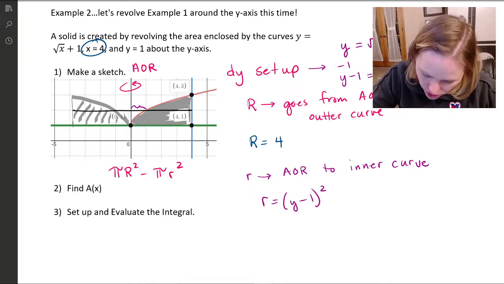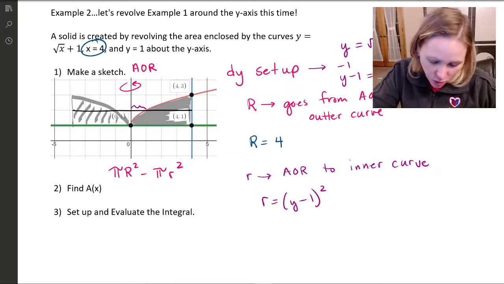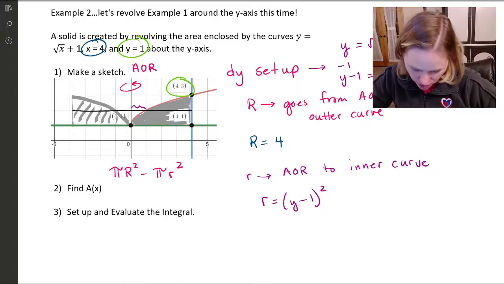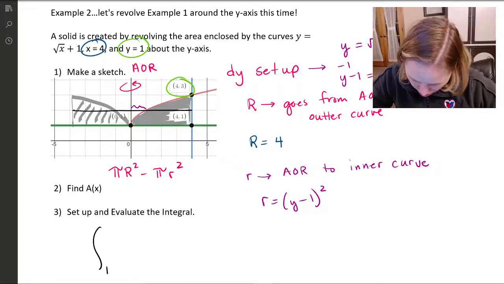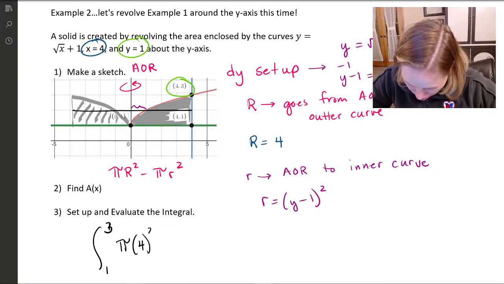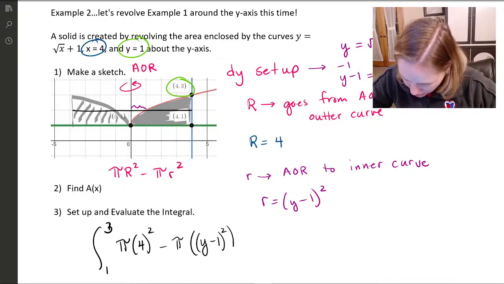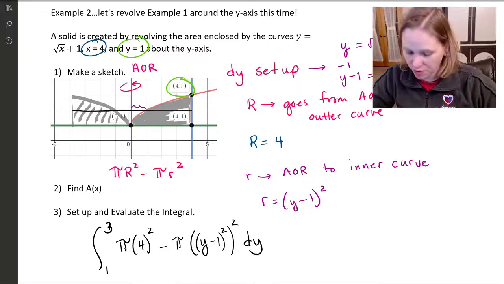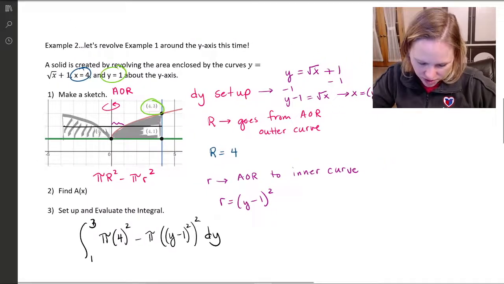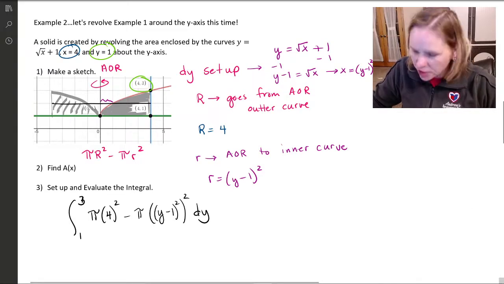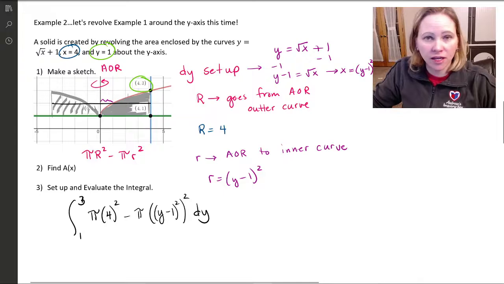So here my y values are going to go from 1, because this green line is at y equals 1, and we're going to go up to that top value of 3. So my integral values change. So I'm integrating from 1 to 3, and I'm going to do pi times big R squared minus pi times little r squared. Ooh, and this is tricky because I have nested parentheses. It's okay. Sometimes that happens. So here, let's make sure we can see all of the work and it's not behind my face. This is the integral that we're going to go ahead and plug into our calculator, and here's what we get.